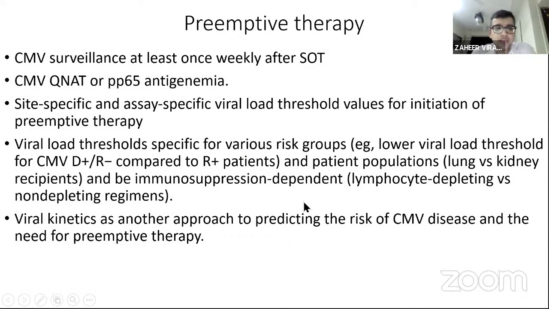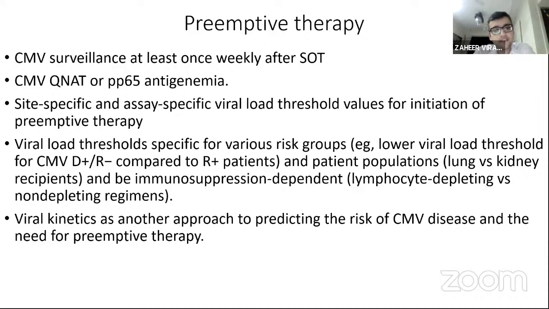So one has to actually individualize therapy, and if you're not going to give prophylaxis, then CMV surveillance should be done at least once weekly after solid organ transplant. One can use quantitative nucleic acid testing or the PP65 antigenemia. One has to make sure that you use a site-specific and assay-specific viral load. So this has to be individualized according to the center you're at. Also, the viral load thresholds will be different.